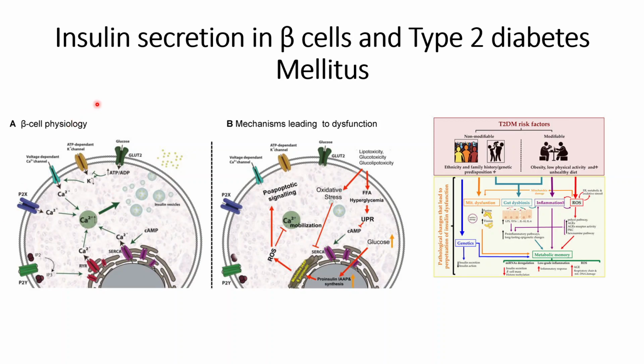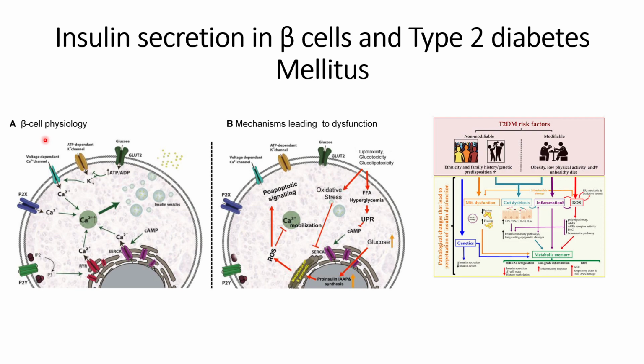In this video we will discuss insulin secretion in beta cells, that is, how an increase in glucose level in the blood vessel will lead to secretion of insulin from the cells. The second thing we will discuss is type 2 diabetes mellitus, that is, what are the causes and in which case type 2 diabetes can be reversible and in which case it is not reversible.